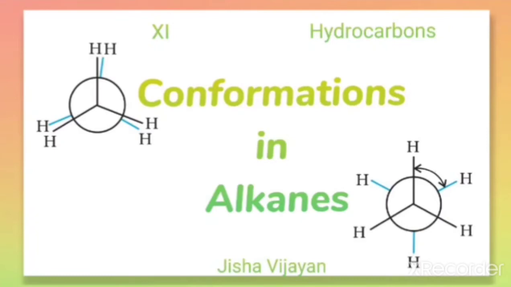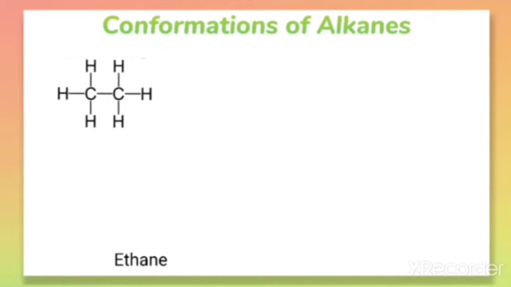Hello students, in this video we are going to study the conformations in alkanes. Let us take an example of an alkane, that is ethane. We are familiar with the structure of ethane, that it has two carbons bonded with hydrogens. So there are a total of 6 hydrogens and 2 carbons in the ethane molecule.